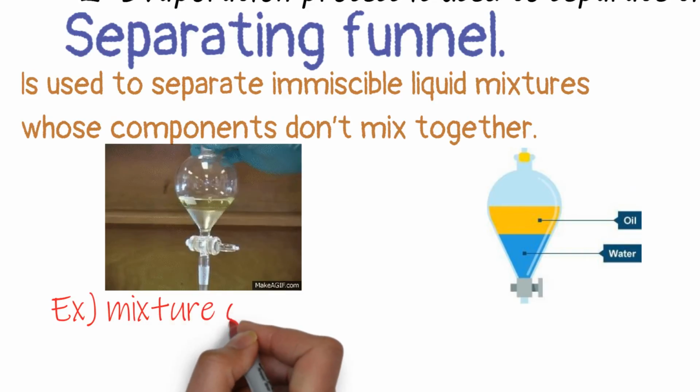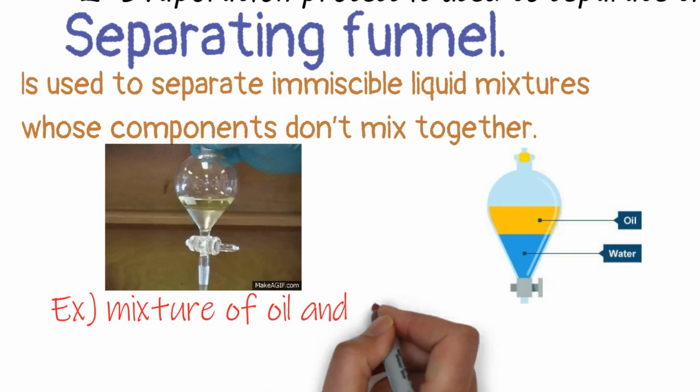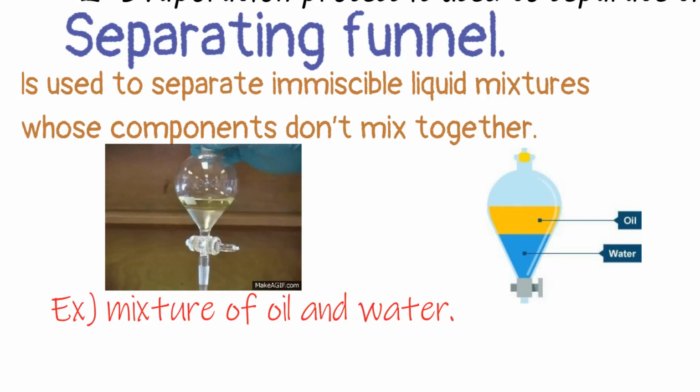It's based on the density. The oil density is less than the density of the water, so it floats on the surface. It's lighter than the water, so it floats on the surface, while the water goes down. As an example here, oil and water.